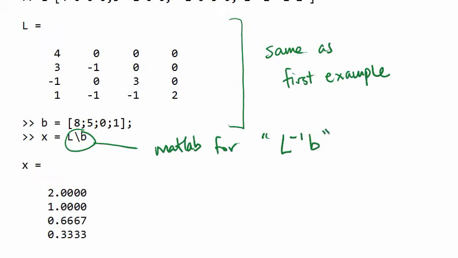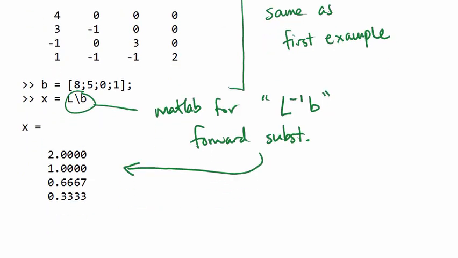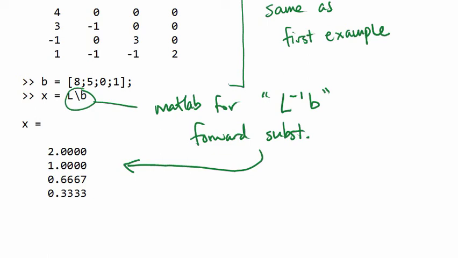But what really happens now is that MATLAB detects that it's a triangular matrix, which is really easy, and applies forward substitution without any further prompting, and gets the same answer that we have above. That's true of upper triangular systems as well. MATLAB detects them and applies the appropriate type of substitution to solve them.